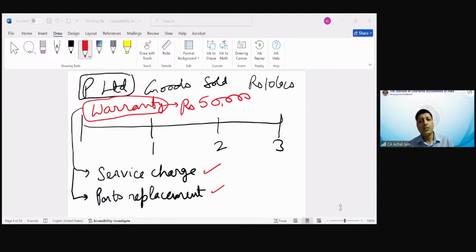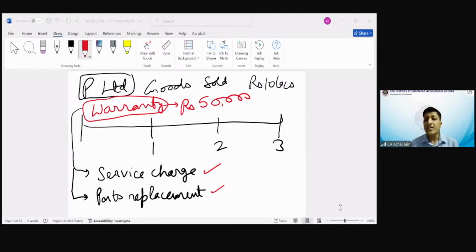The answer is not really. Why? Because these type of arrangements you'll have to look at. Let's not try to just cram this. Let's try to understand the entire arrangement. We need to understand what has been the past event, which is expecting to result in an outflow of resources.